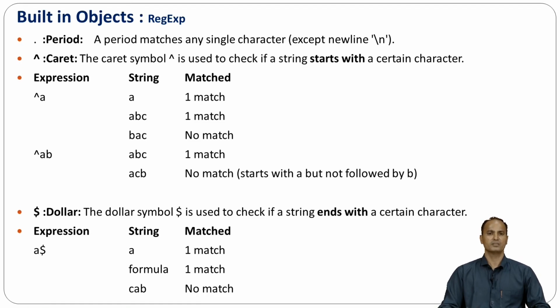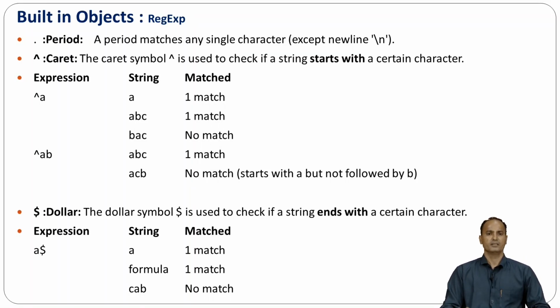It will match strings like A, ABC. If BAC is provided, it will not match, because the string BAC does not start with the letter A. If you write ^ab, then it will match ABC, but it will not match ACB: no match, it starts with A but is not followed by B. If you want to match such patterns in your string and manipulate them, we need to provide caret symbols along with the parameters.